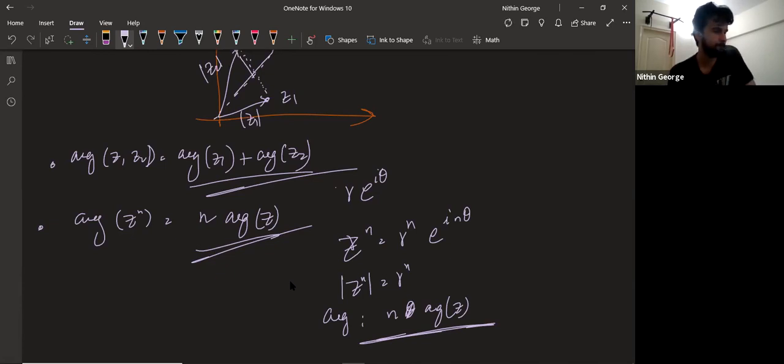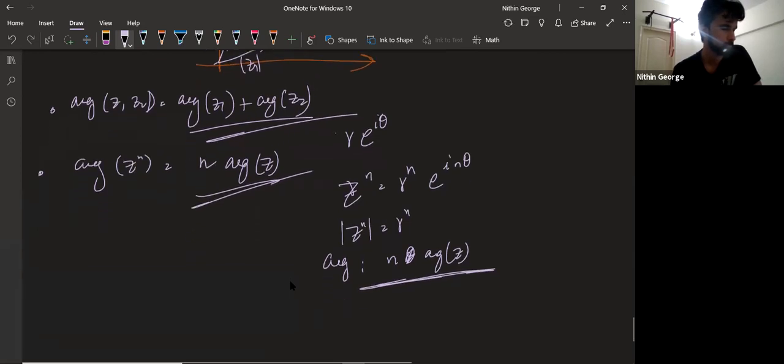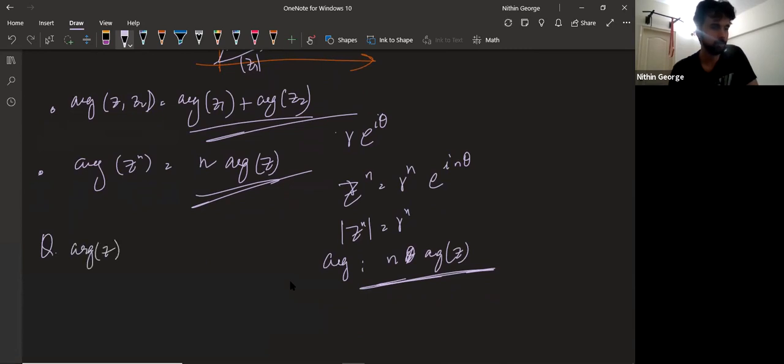Now, the question for you. Argument of Z plus argument of minus Z conjugate equals pi. True or false?